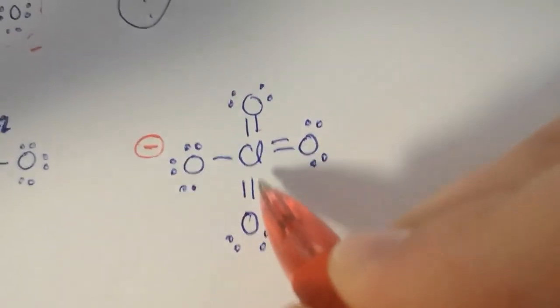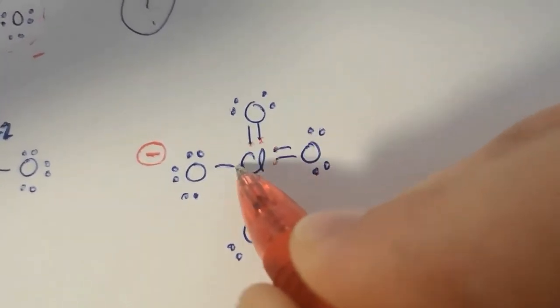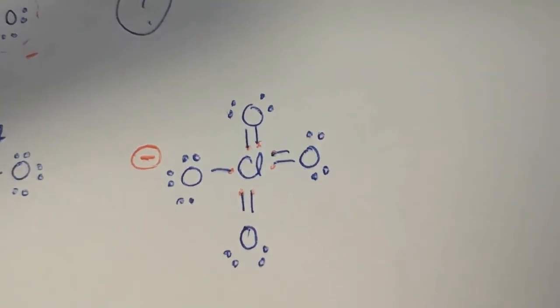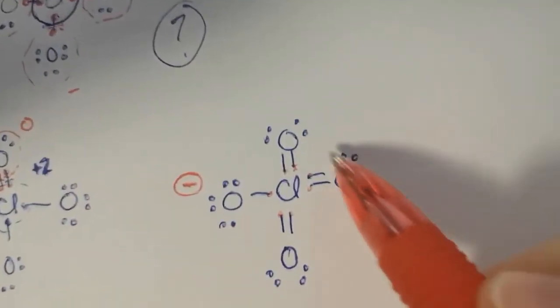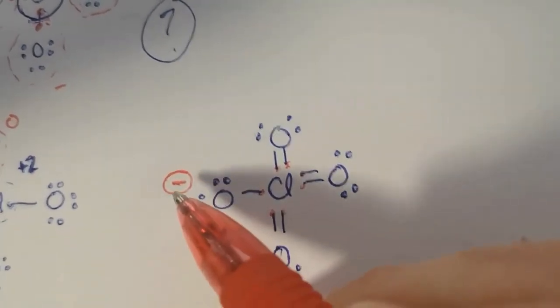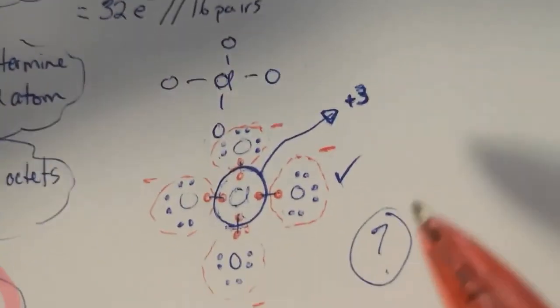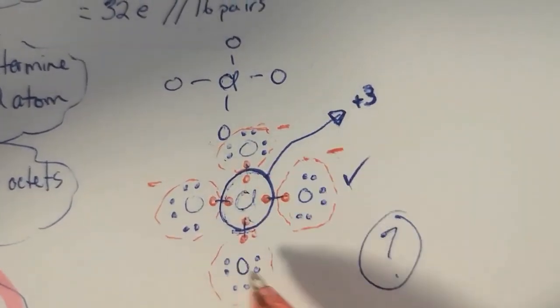Our central atom, the chlorine, has 1, 2, 3, 4, 5, 6, 7 electrons originating from it. That's the same 7 electrons we were supposed to start with. It has a formal charge also of 0. So notice how in this current structure, we have 1 formal charge total. However, in our previous initial structure, we had formal charges all over the place.